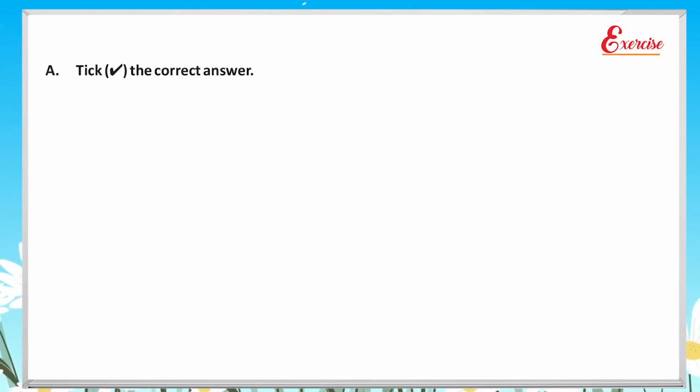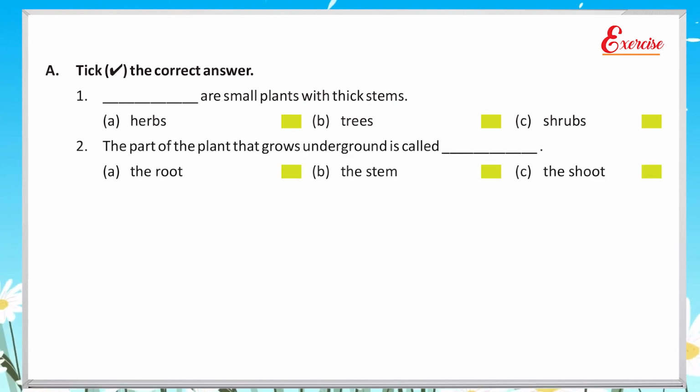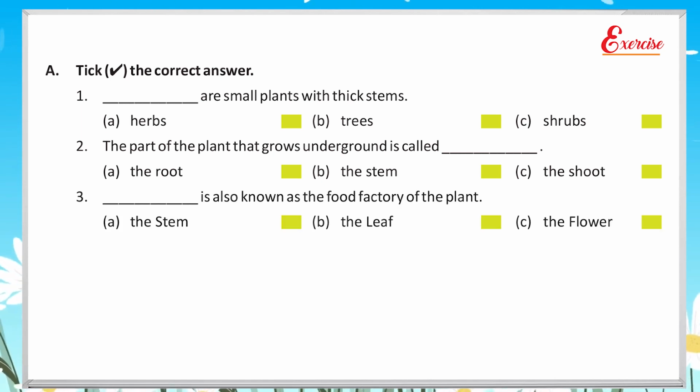Exercise. A. Tick the correct answer. 1. Are small plants with thick stems. A. Herbs. B. Trees. C. Shrubs. 2. The part of the plant that grows underground is called A. The root. B. The stem. C. The shoot. 3. Is also known as the food factory of the plant. A. The stem. B. The leaf. C. The flower.